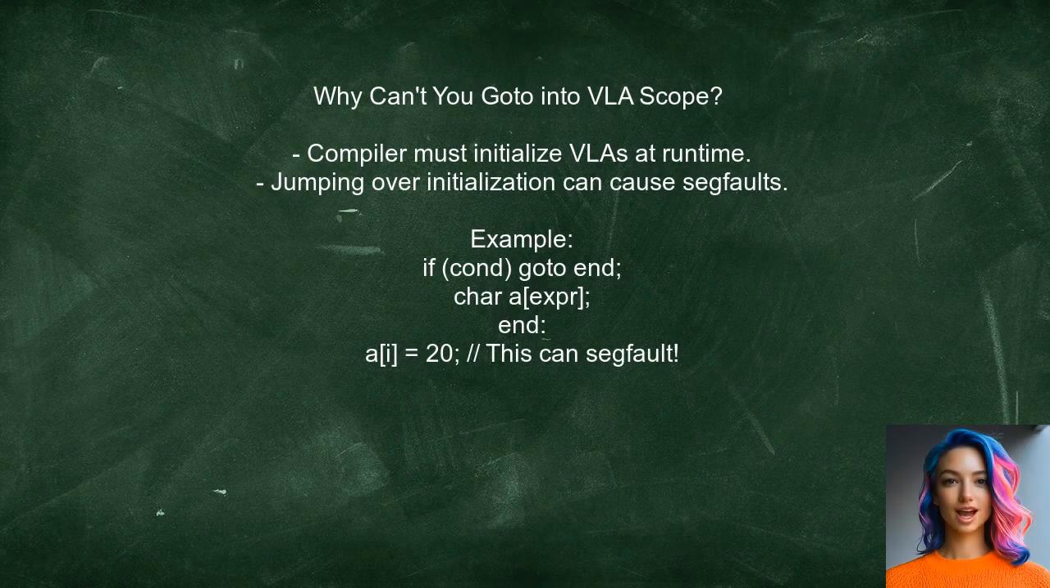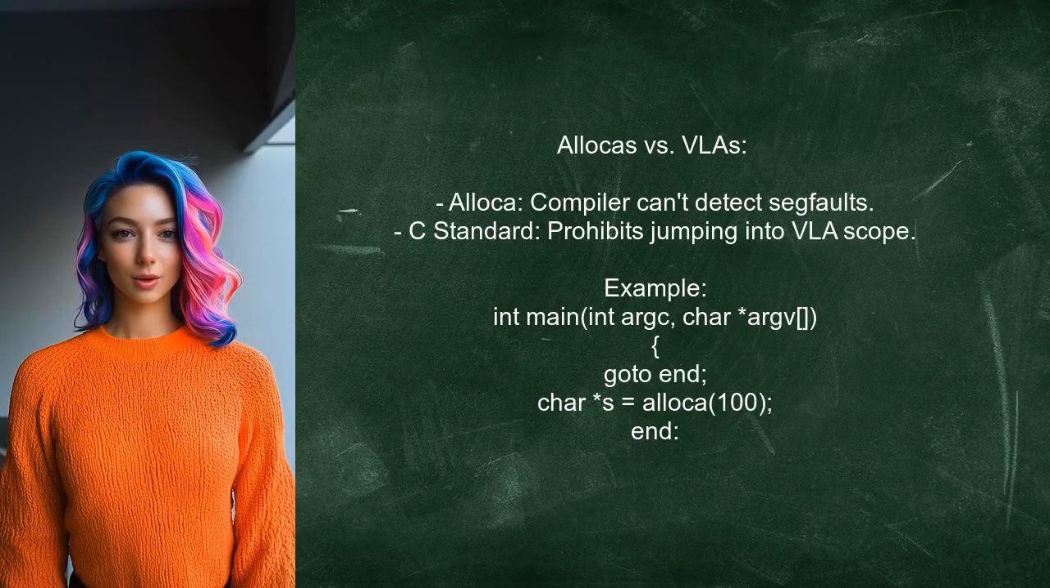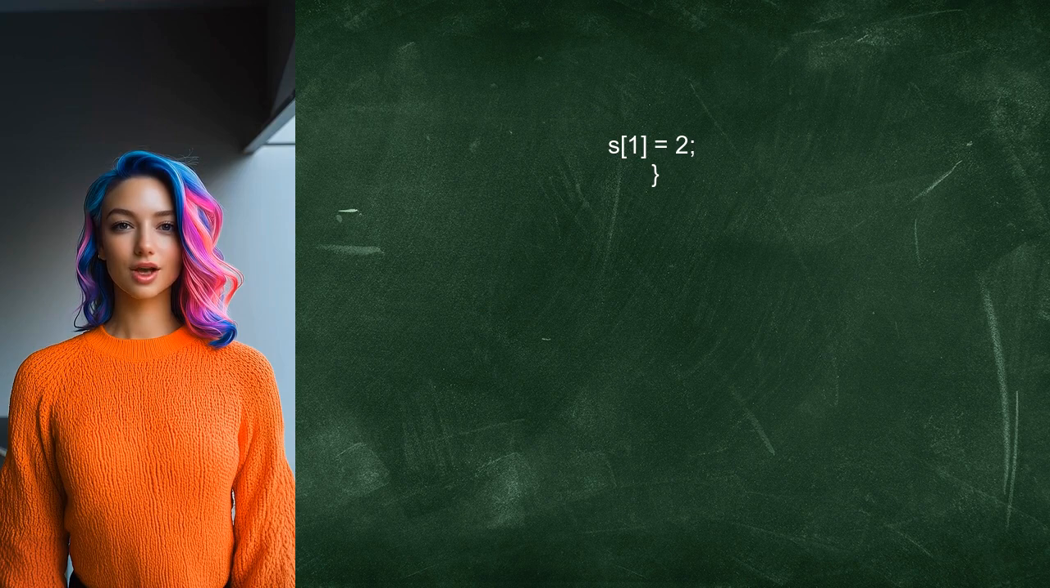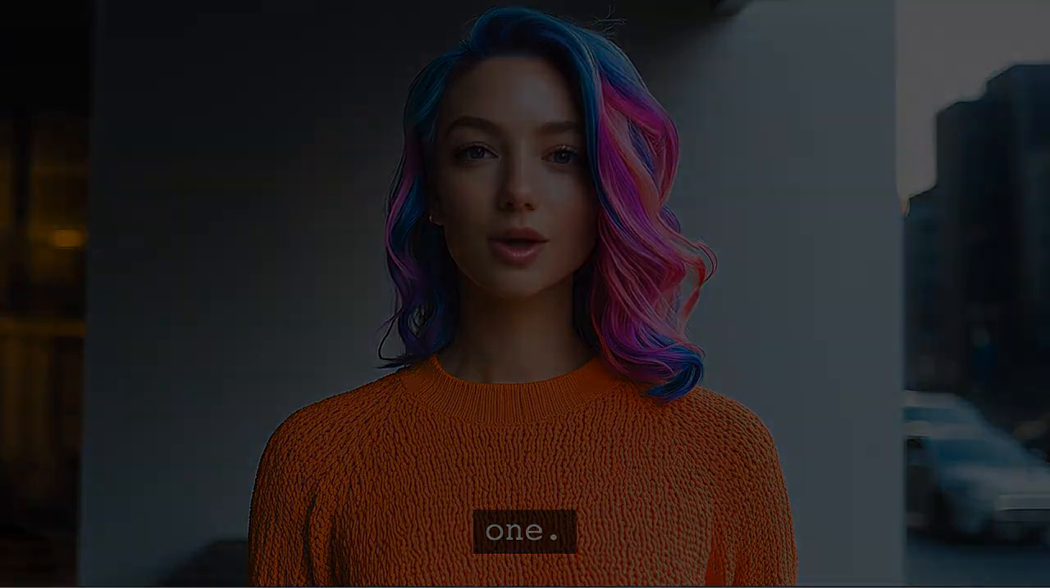This user explains that the reason you can't jump into the scope of a variable length array, or VLA, is that the compiler needs to initialize it at runtime. If you use a goto statement to jump over the initialization code, it can lead to a segmentation fault because the VLA hasn't been set up yet. In contrast, when using alloca, the compiler can't detect a seg fault during static analysis. So, while the logic is similar, the behavior differs. The C standard explicitly prohibits jumping into the scope of a VLA to prevent these issues. That's it for that answer. Let's take a look at another one.